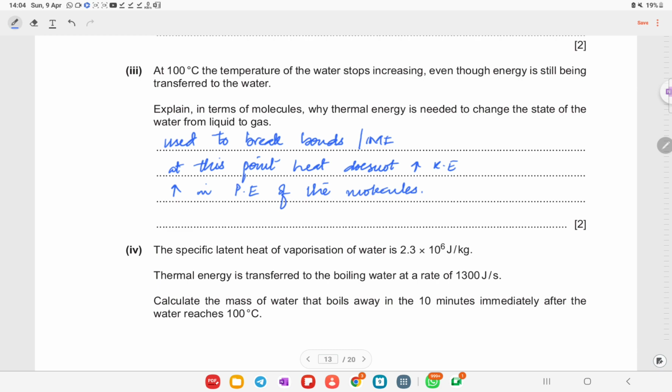Okay, so the next question is this: at 100 degrees Celsius, the temperature of the water stops increasing, even though energy is still being transferred. Explain in terms of the molecules why thermal energy is needed to change the state of the water from liquid to gas. So basically the energy is used to break the bonds, the intermolecular forces, and at this point the heat does not increase the kinetic energy, and the potential energy of the molecules is increased.